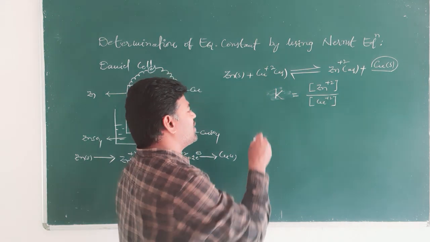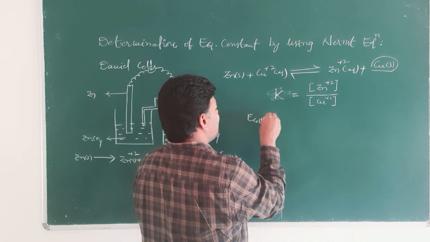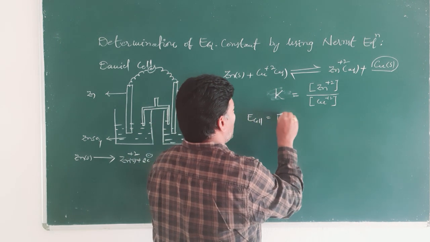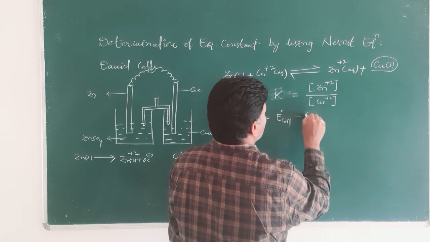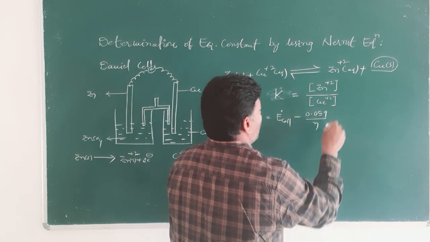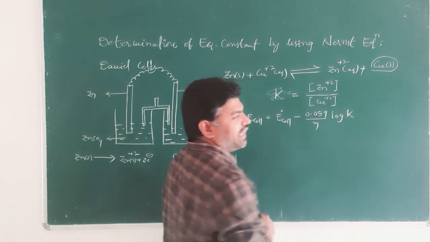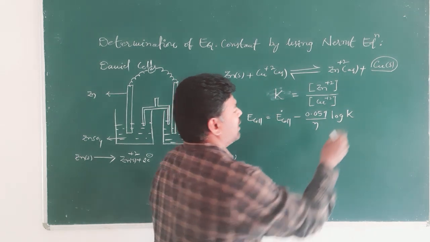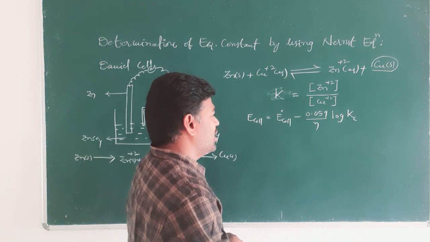What is the Nernst equation? The Nernst equation is E cell is equal to E naught cell minus 0.059 by n log K, where K is the equilibrium constant expressed in concentrations, Kc.